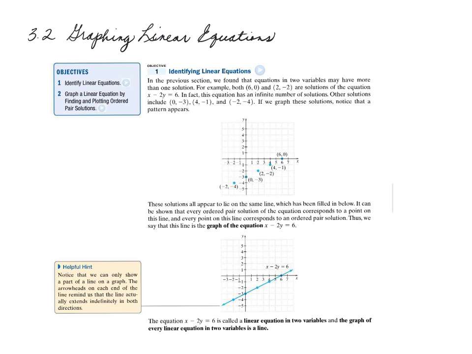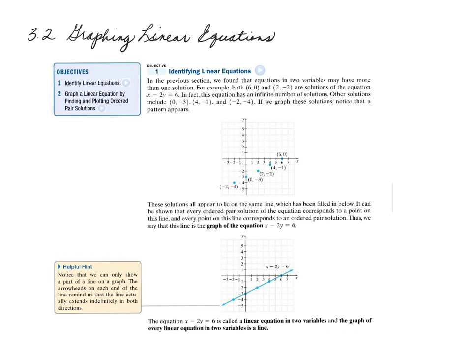Any x value that you plug in to the equation is going to give you a y value as an output. And any y value you plug in is going to give you an x value. So it's an infinite number of points. That's why when we graph those points, they form a line.